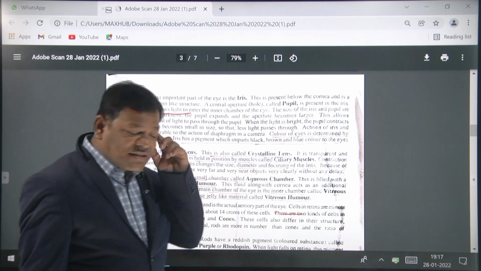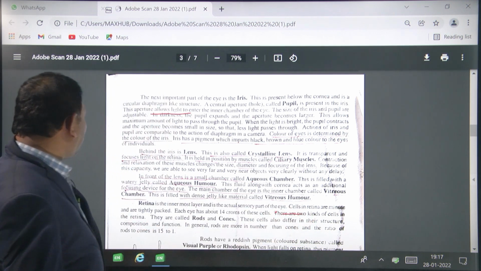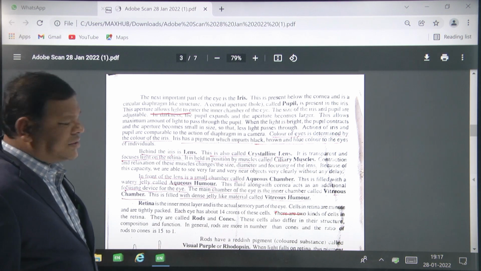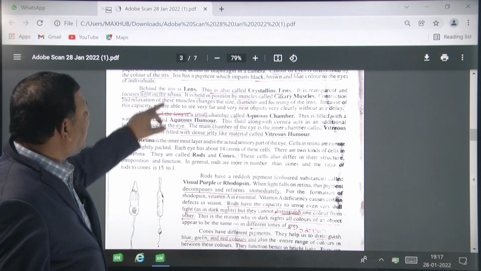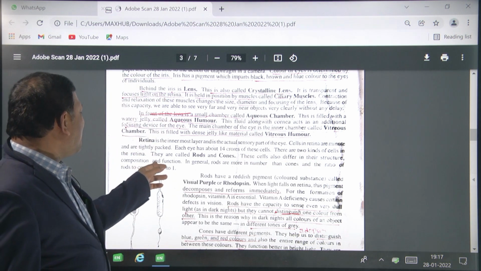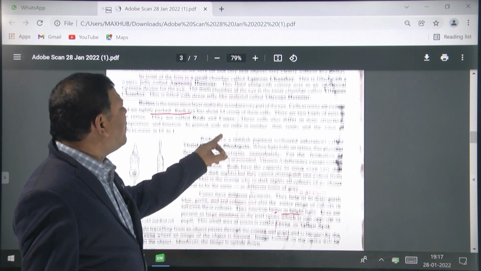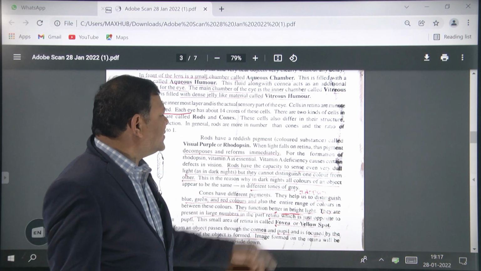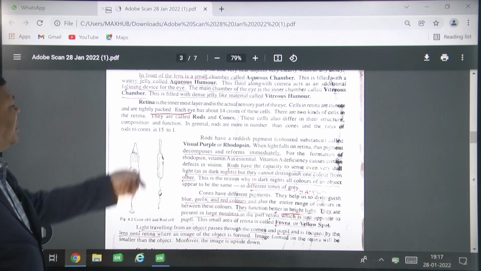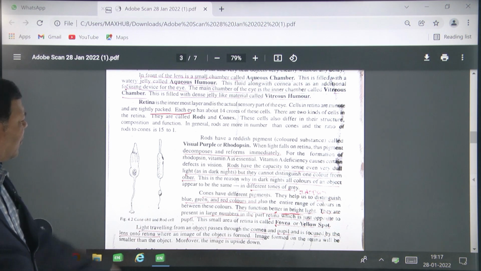How many crores of cells? 14 crores of cells. There are two kinds of cells present in the retina. They are called rods and cones. Very, very important. These cells also differ in their structure, composition and function. In general, rods are more in number than the cones, and their ratio is also 15:1. This is the cones and rods.